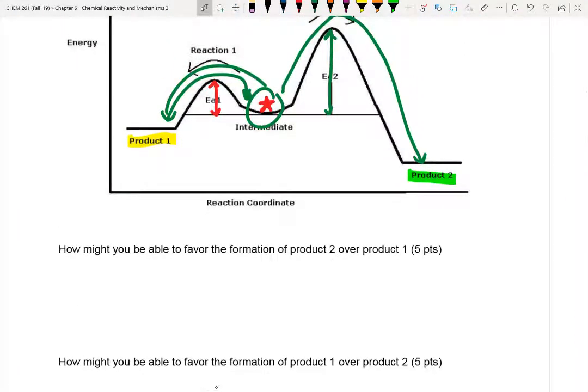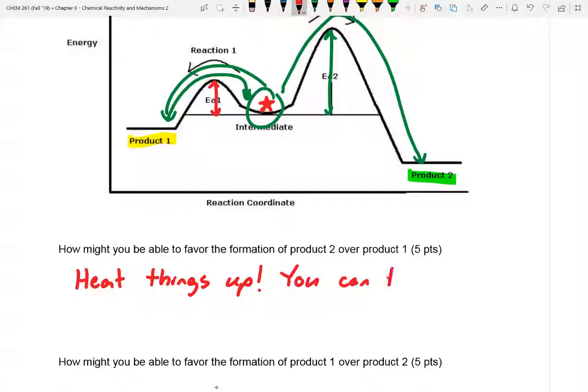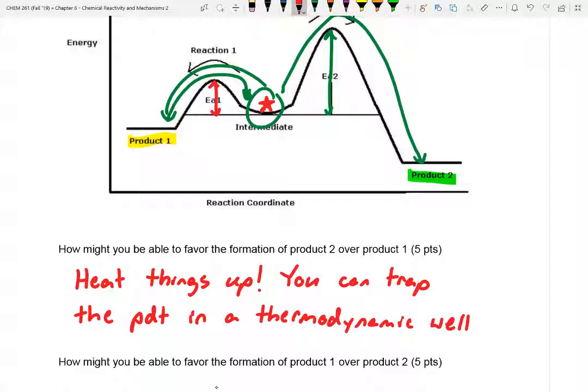So over here, we just saw the video. It is crank up the heat. So heat things up, you can trap the product in a thermodynamic well. That will still work even if we crank the heat up slowly, if we force it to slow ramp up. That's a good question.